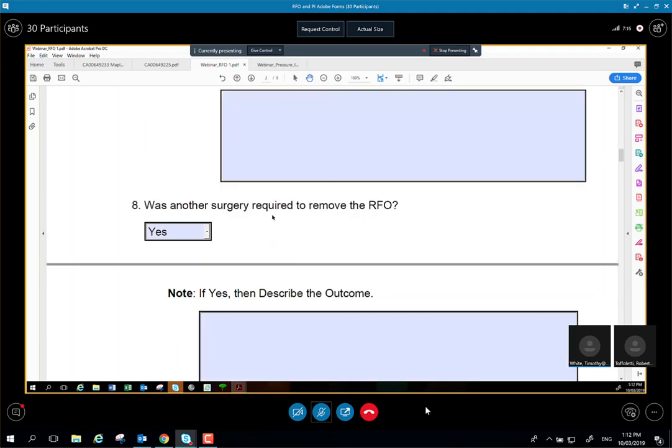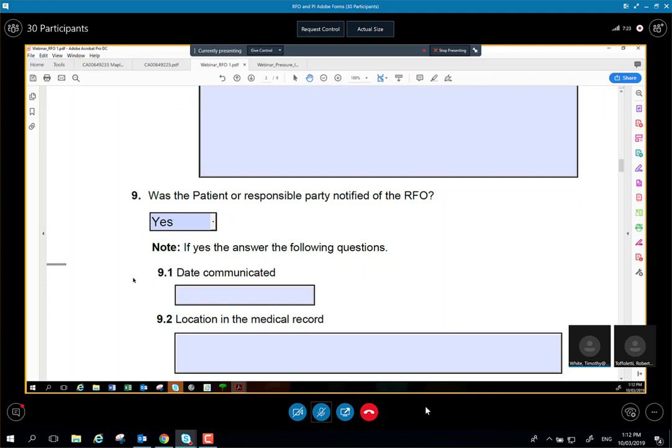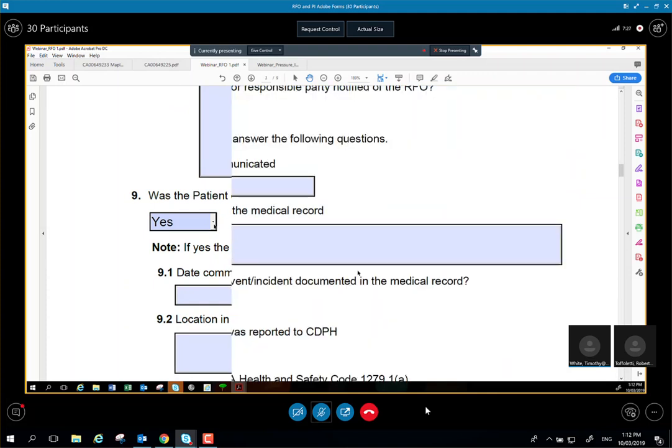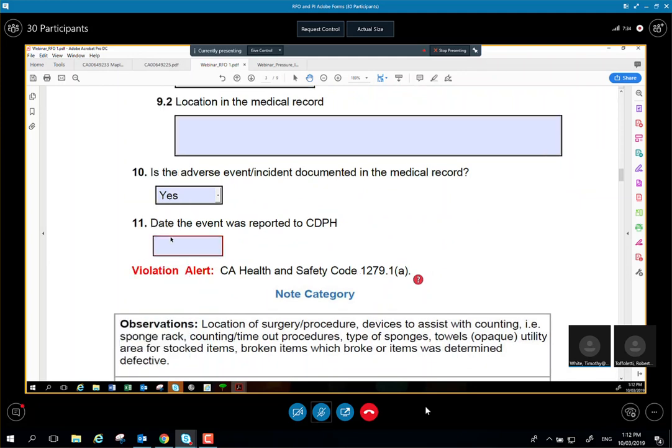Was a surgery required to remove it? And again, you've got yes or no's, areas for further notes. Were they notified, yes or no? When? Where is it in the medical record that shows that they were notified? What was the date it was reported to the department?